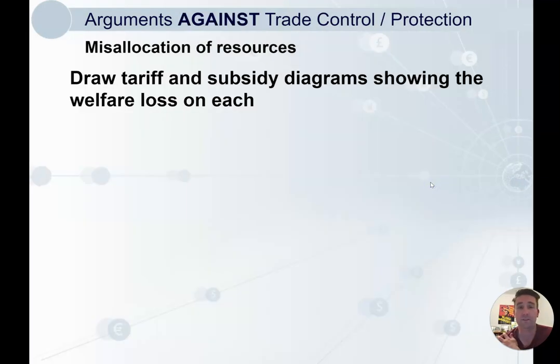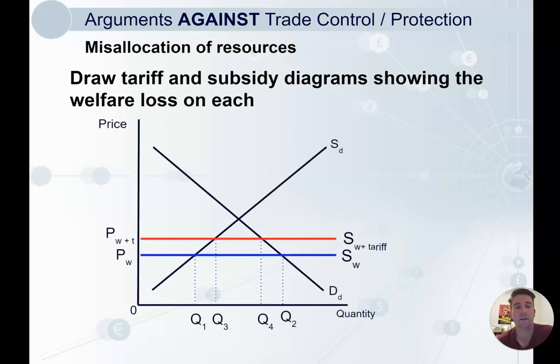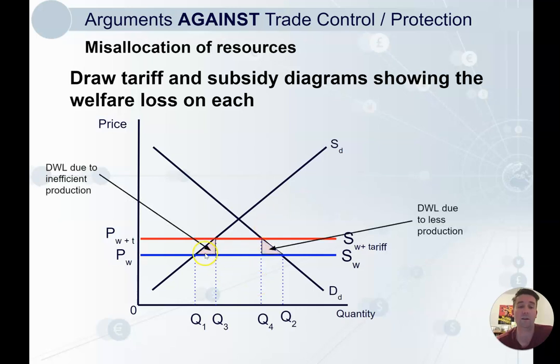Okay, misallocation of resources. So we're going into arguments against trade protection. Quickly draw up the tariff and subsidy diagrams and show where the welfare loss is. That's from the last video. Hopefully we know how to do that pretty well. Okay, here's our tariff diagram, and our welfare losses are in here.